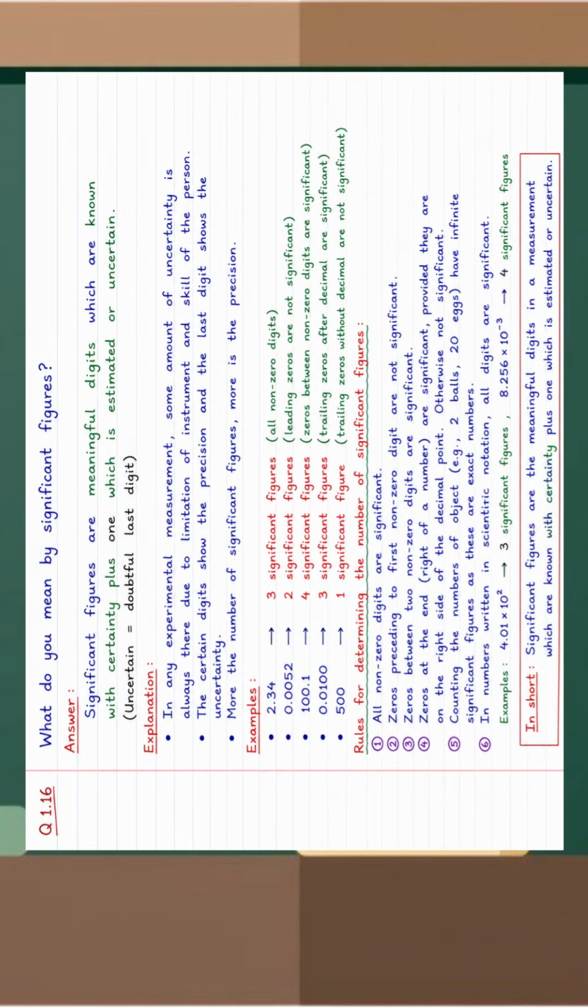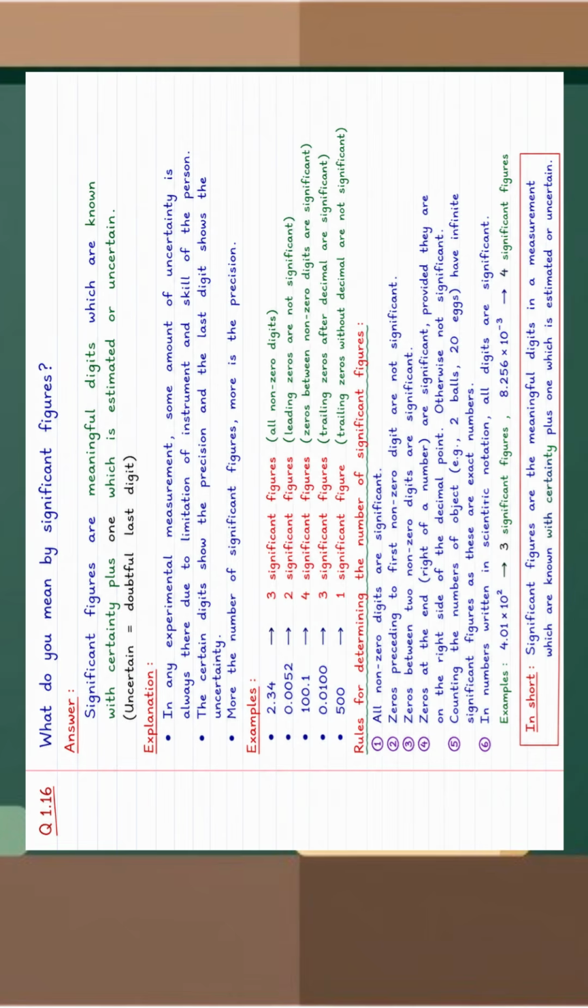Now let's understand the rules for determining significant figures. Rule 1. All non-zero digits are significant. Rule 2. Zeros preceding the first non-zero digit, that is leading zeros, are not significant. They only indicate the position of the decimal point. Rule 3. Zeros between two non-zero digits are significant. For example, 2.005 has four significant figures.